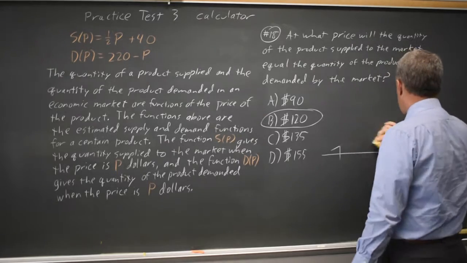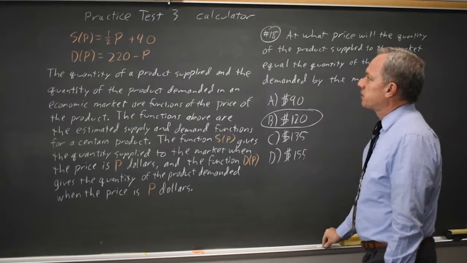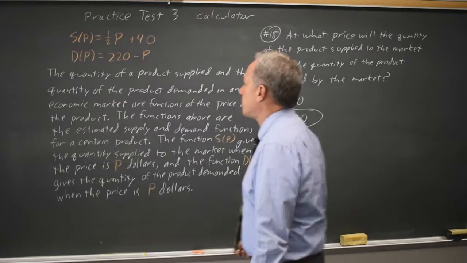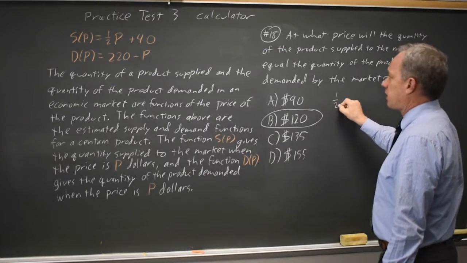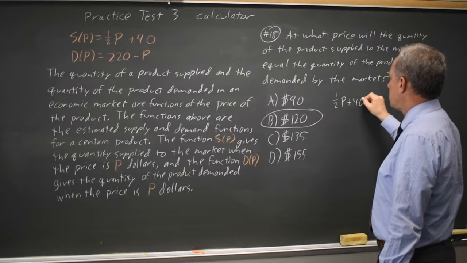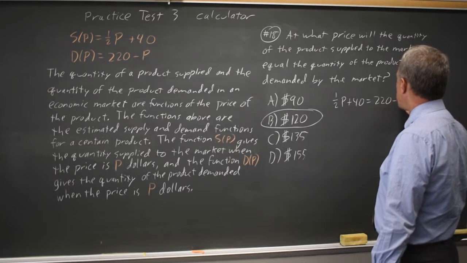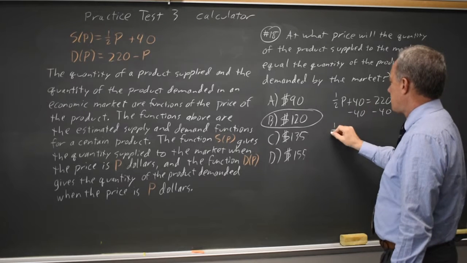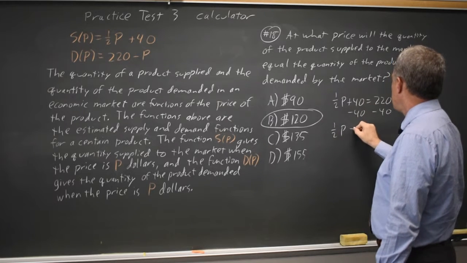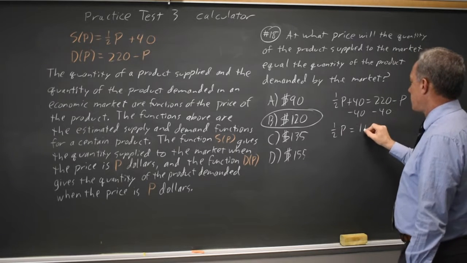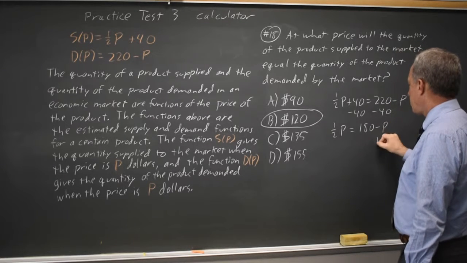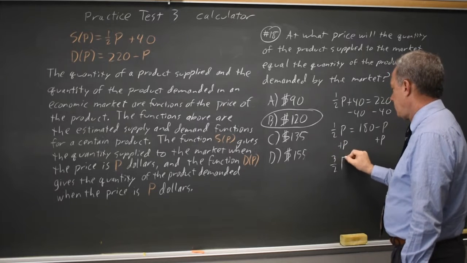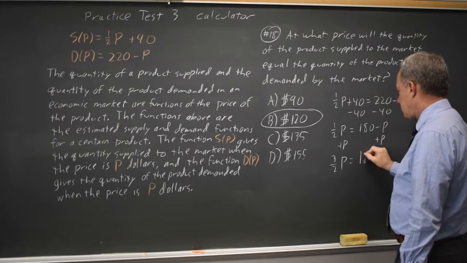I could also solve it algebraically without a calculator, and that's not hard. If the quantity supplied equals the quantity demanded, then 1/2 P plus 40 equals 220 minus P. If I subtract 40 from both sides, I get 1/2 P equals 220 minus 40, which is 180, minus P. Add P to both sides, and I get 3/2 P equals 180.